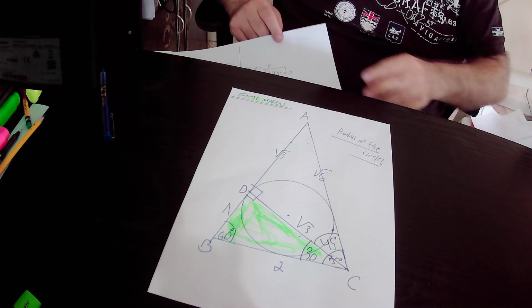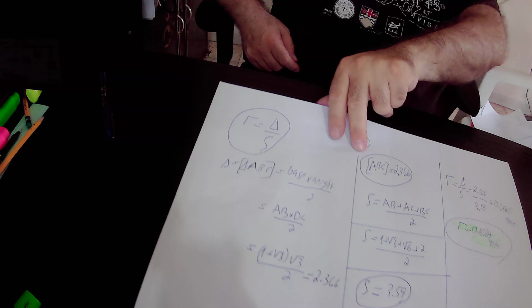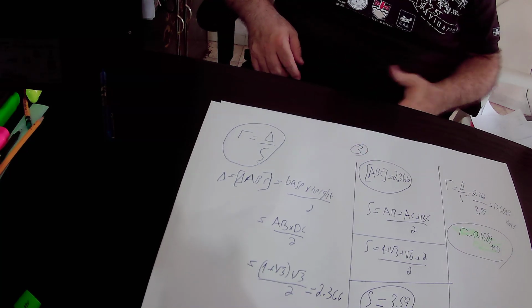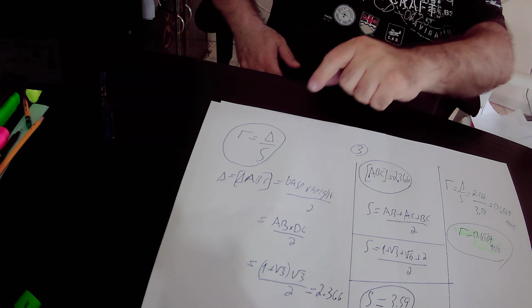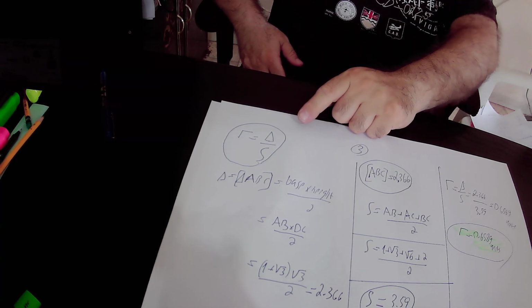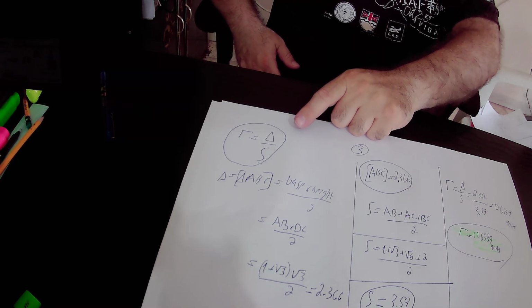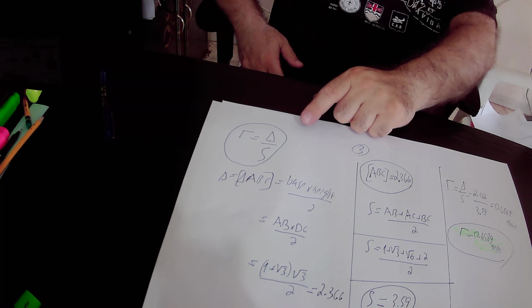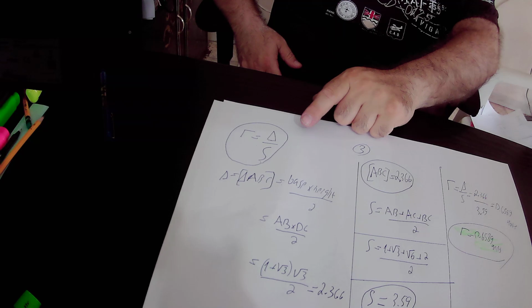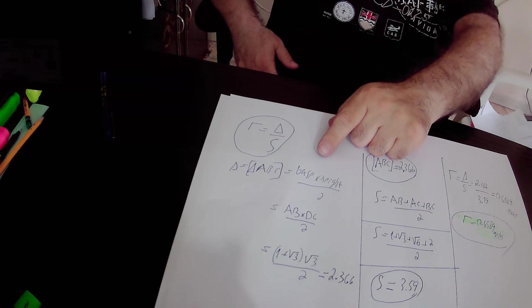And in the next step, we use a special formula for the radius of any circle that is inscribed in a triangle. The radius of the circle that is inscribed in a triangle will be equal to the area of the triangle that encloses the circle over the semi-perimeter of the triangle. The semi-perimeter of any triangle is equal to the perimeter over 2.